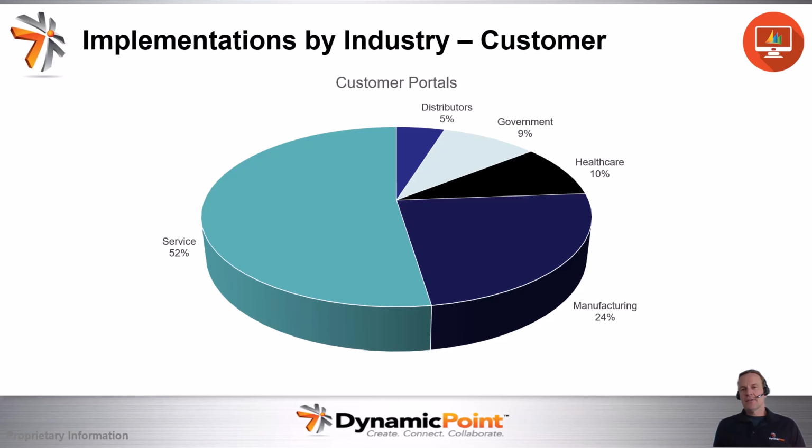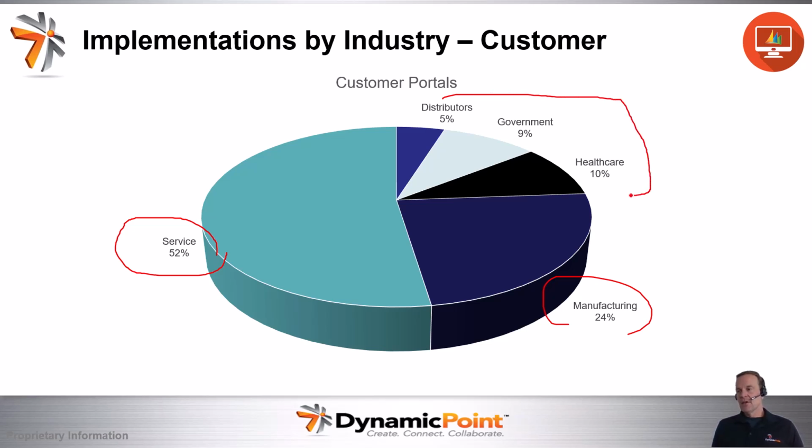So next, let's look at those customer portal implementations and look at the various industries that comprise them. As you can see here, service industries are the bulk of the customer portal implementations, followed by manufacturing, and then the rest is fairly broken up between distributors, government, and healthcare clients. Something to note about these numbers: the portal product is a fairly new product for us, so I would expect these to change over time, but these are obviously the areas that have seen the greatest recent adoption of the portal implementation by customers.